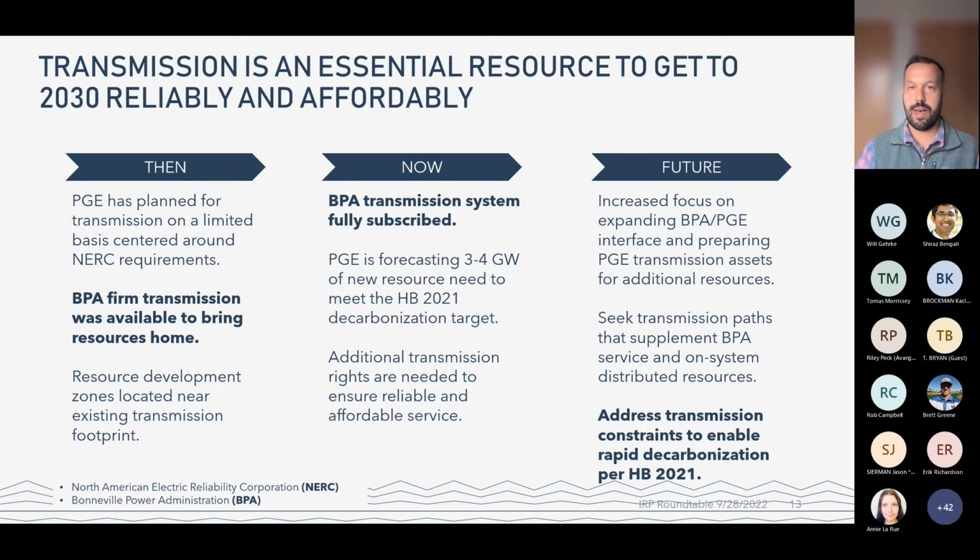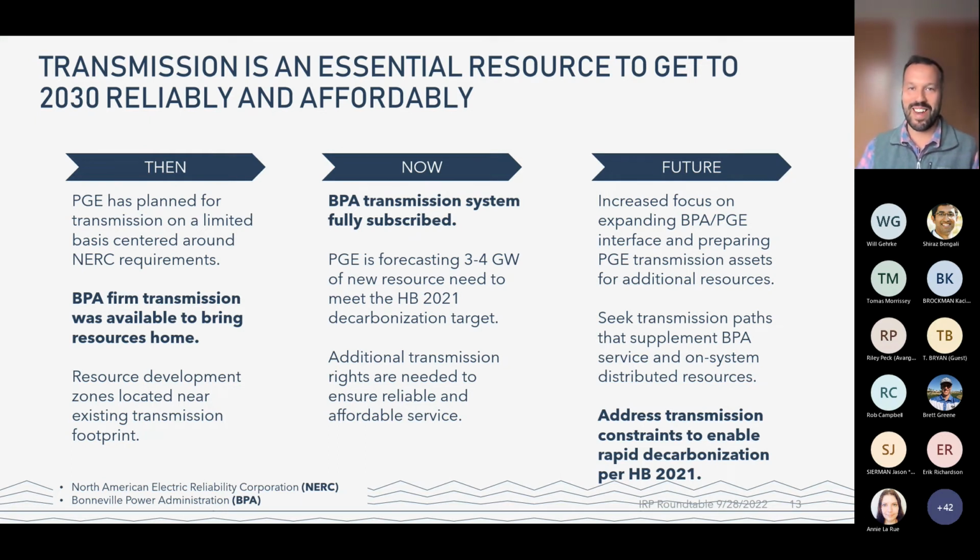And that kind of moves us to that future column where we will have an increased focus on expanding our interface with BPA, unlocking what capacity is available, and then also examining in conjunction with more resources closer to home, interconnected to PGE system, what other options exist in the West, and how do we, in concert, kind of work as part of BPA's balancing authority as we're within that, and then look for other options as well. So this is the framing.